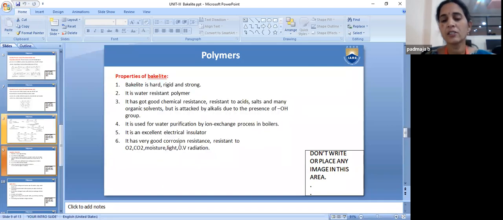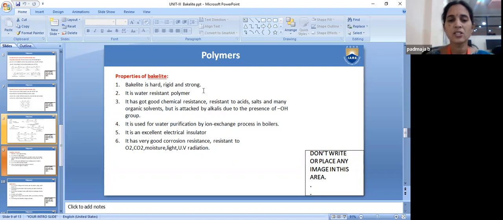It is an excellent electrical insulator, and it has very good corrosion resistance, and it is resistant to O2, CO2, moisture, light, and UV radiation. PVC is not resistant to UV radiation, but Bakelite is. So these points you write.